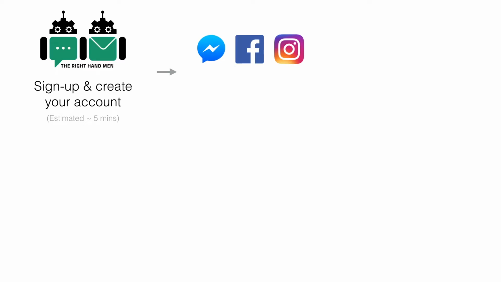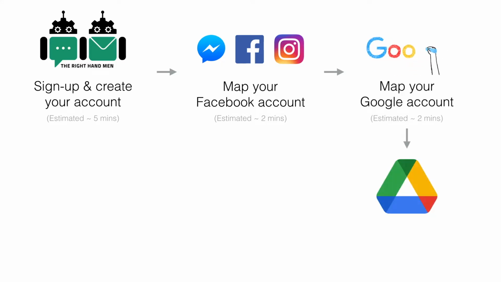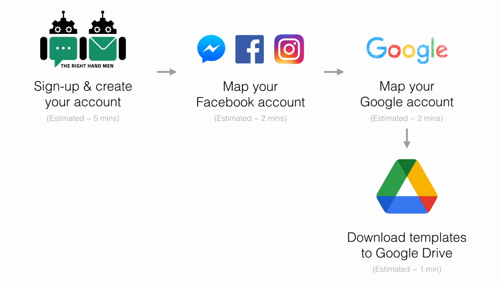Let's get started. You can achieve this automation in 6 easy steps that take less than 30 minutes. First, you sign up and create your account with the right-hand menu. Then, you map your Facebook business page by logging in to Facebook and granting permissions. Next, you map your Google or G Suite account to the right-hand menu. Then, you download the workflow template for outbound campaigns to customize it and design an automated conversation flow.